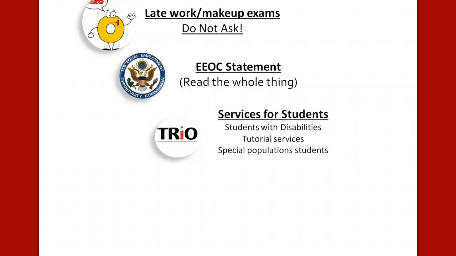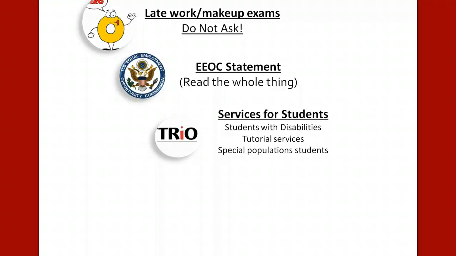Also, we have tutorial services on campus through our TRIO program, and it's a really good program. I know quite a few people over there, so they'll help you. If you have any problems with anything, let me know, and I'll see what I can do to help you. I should be able to help you if it's in my class, and even if it's not, if you need help and I can help you, I will. But if I can't, I'll send you to somebody that can help you with it.